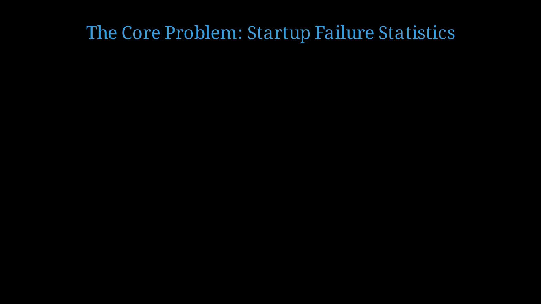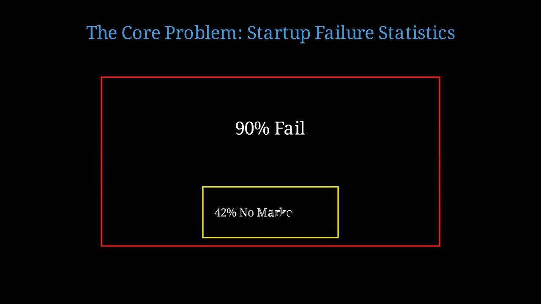Why do startups fail? According to CB Insights, approximately 90% of startups fail. The number one reason, cited by 42% of failed startups, is no market need. This is a validation problem, not an execution problem. 90% failure rate. The largest segment, 42%, fails because they built something nobody wanted. This is the critical problem we're addressing today with AI-assisted validation.